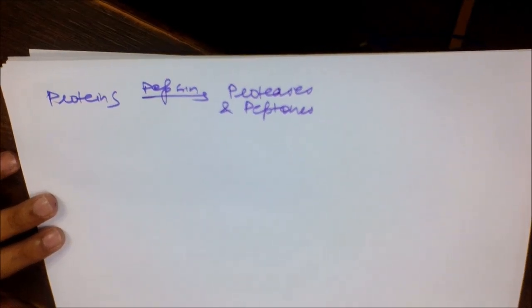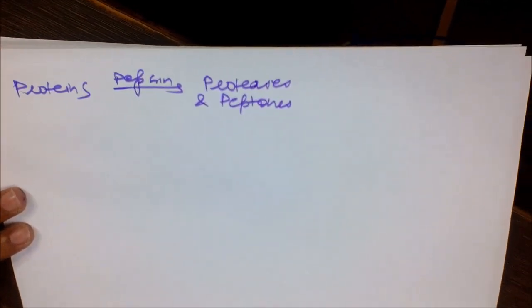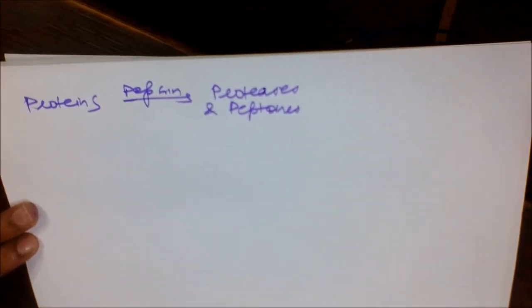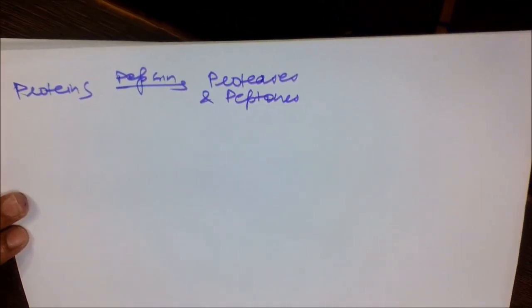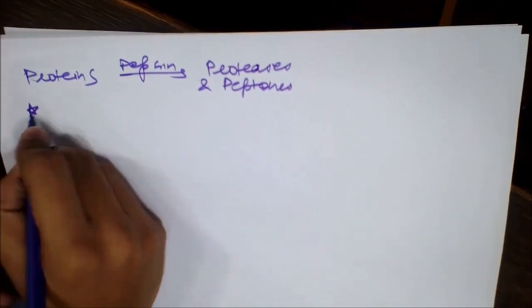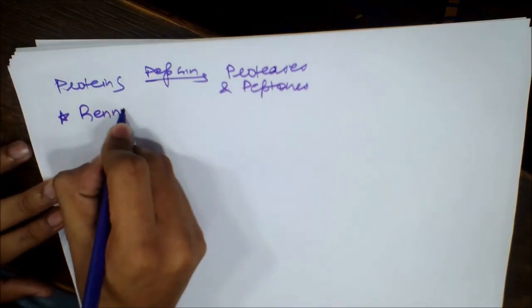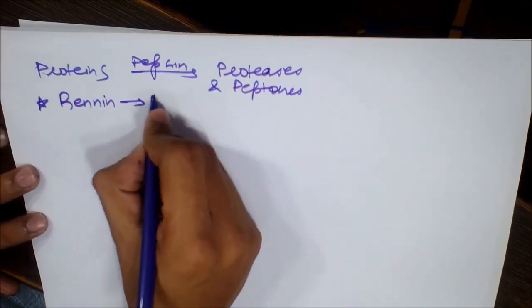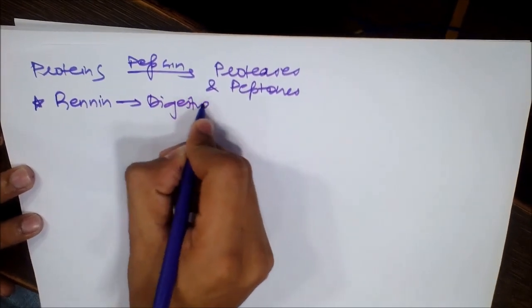Renin is a proteolytic enzyme found in the gastric juice of infants, which helps in the digestion of milk and milk proteins. A small amount of lipase is also secreted by gastric glands. So one important name is renin, which helps in digestion of milk proteins.